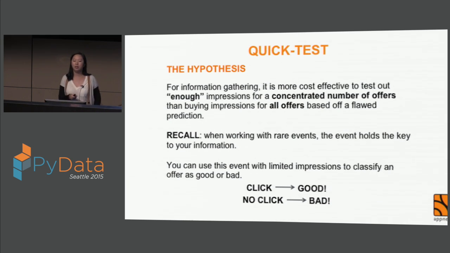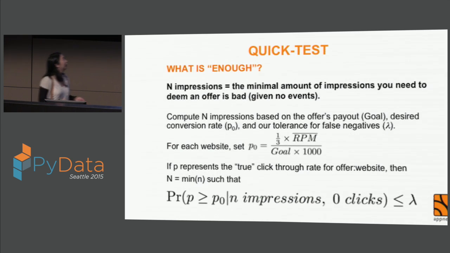As you recall, the click is the most important thing. It holds the key to most of your information. So we're going to use that click as a classifier. If you have a click, we're going to say that's good. If there's no click, then that's bad. Okay, so what's enough impressions?